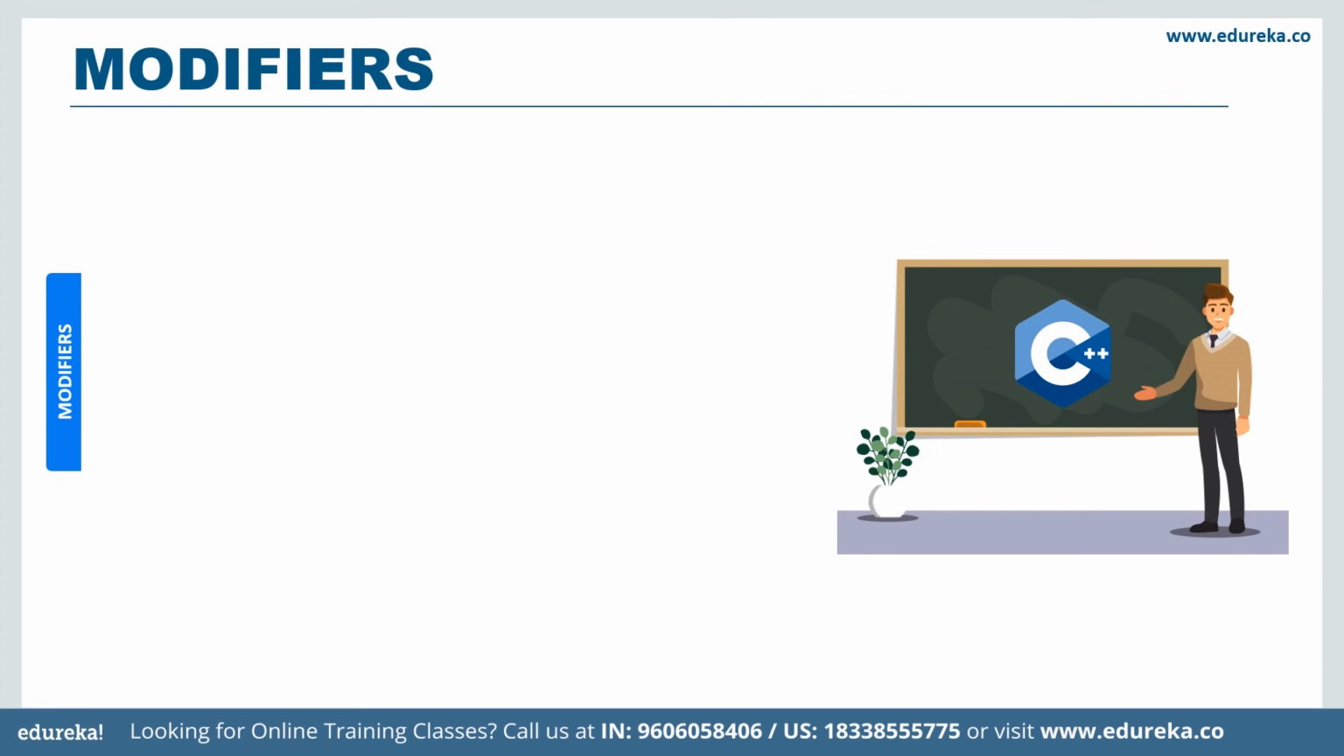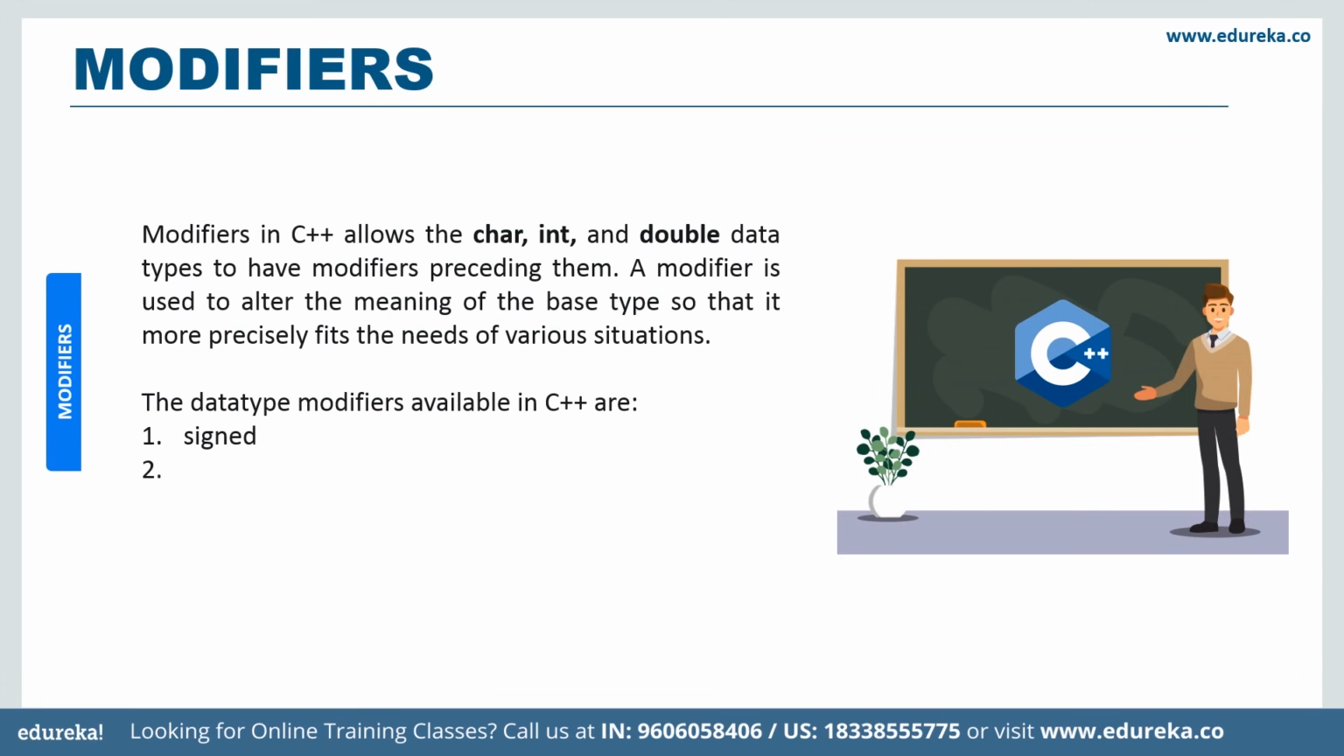Now let's begin with our next topic, modifiers. So what are modifiers? The modifiers in C++ allow the char, int, and double data types to have modifiers preceding them. A modifier is used to alter the meaning of the base type so that it more precisely fits the needs of various situations. The data type modifiers available in C++ are signed, unsigned, long, and short.